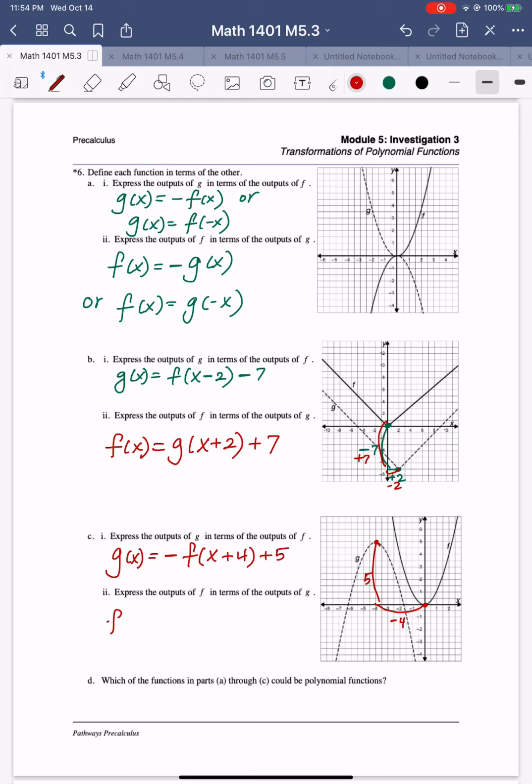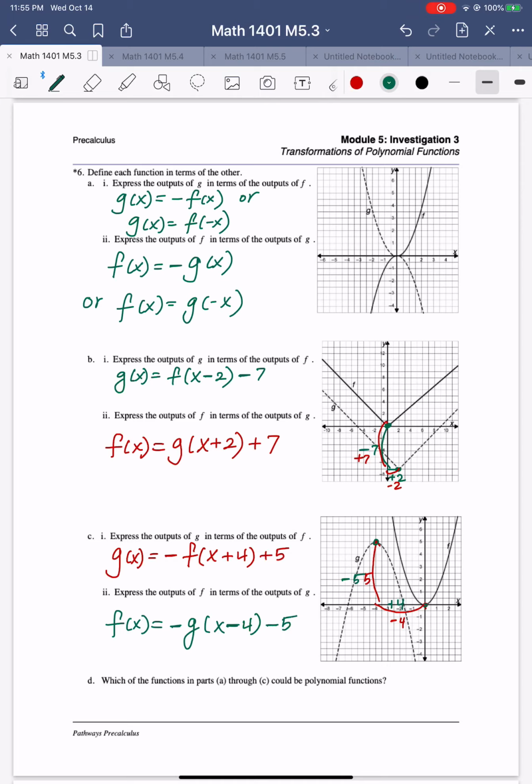Other way, the f functions. From the g function to the f function, let me use another color for this one. That makes it better. In this case, from here to here, it goes down 5 and then right 4. So the f function is the reflection of the g function, but you go right 4 and then down 5.